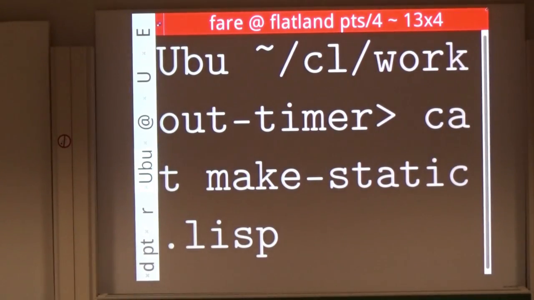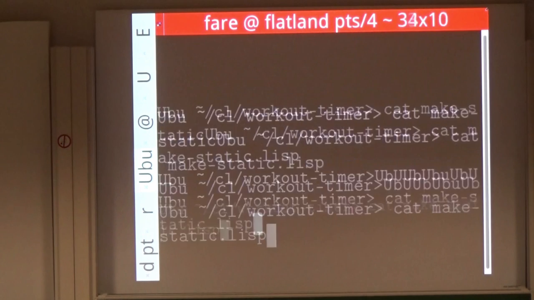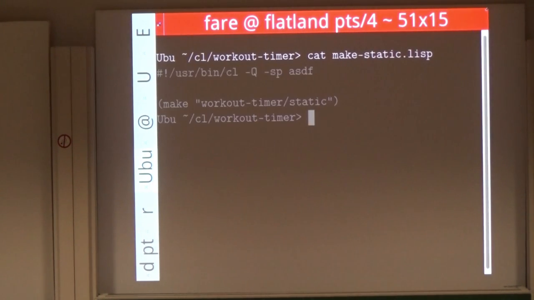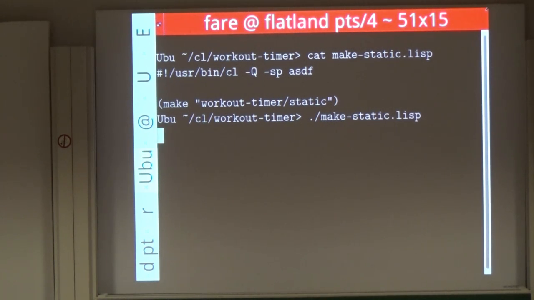So here's a program. User bin CL, that's just called scripting. Dash Q is to load Quicklisp. And dash SP ASDF means load ASDF and bin that package. And just make this workout timer dot static. So dot slash make static. We're going to recompile everything and dump a static image.